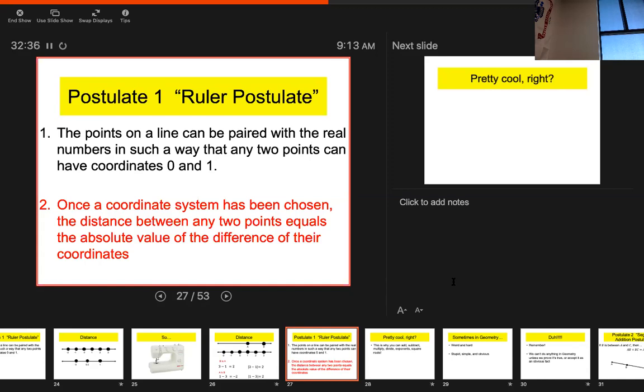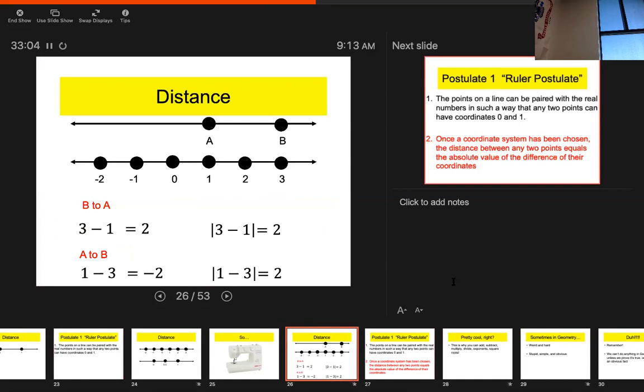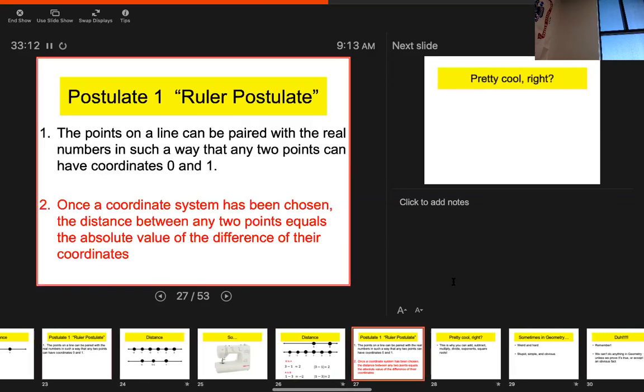Once a coordinate system has been chosen, the distance between any 2 points equals the absolute value of the difference of the coordinates. What calculation did we literally just do, Chandler? What was the math that we literally just did? What numbers did we just mess with? The previous slide, what numbers did I literally just do? 1 minus 3. I'm not lying when I say that math and geometry is ridiculously easy. It's the logic that's going to kick your butt.